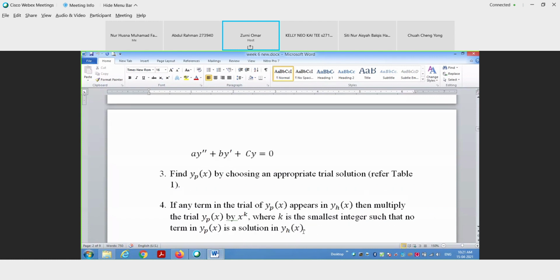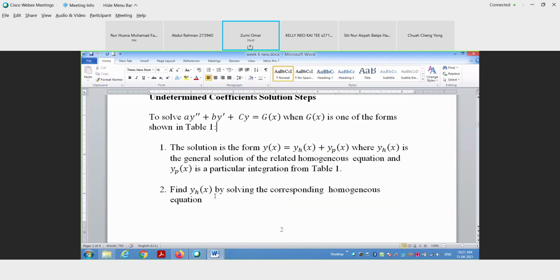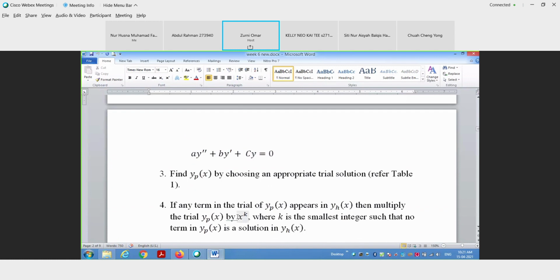But now, if any terms in trial yp appear in yh, meaning that you need to compare your trial solution of yp with yh from here. You need to compare each term of yp and yh. If the terms are the same, then you need to multiply yp with x, and you check again.